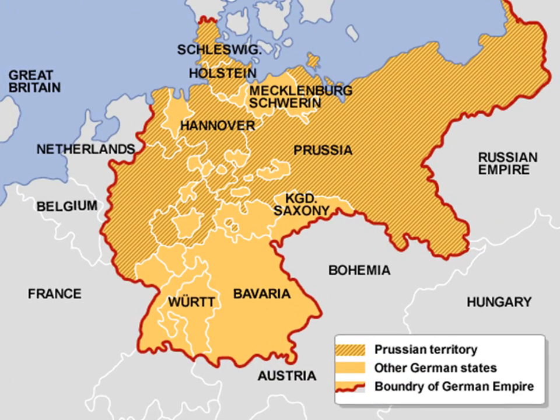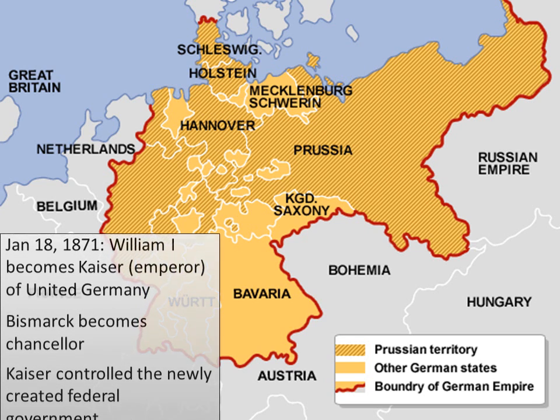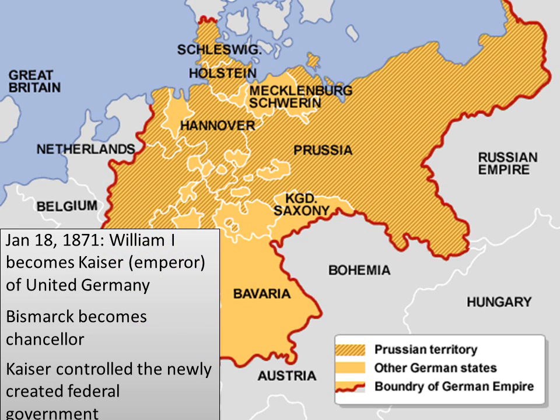With the defeat of the French, the German states supported unification under Prussia, and on January 18, 1871, William I assumed the title of Kaiser, or Emperor, of a united Germany. Bismarck became the German Chancellor, or Chief Minister, and this new empire united 25 German states into one federal union. The Kaiser headed the national government, could make appointments, command the military, and determined foreign policy.